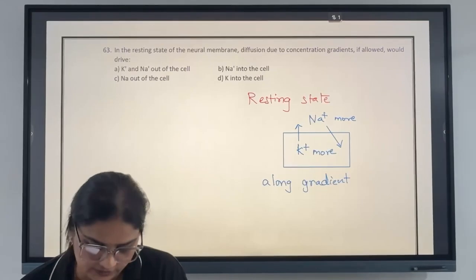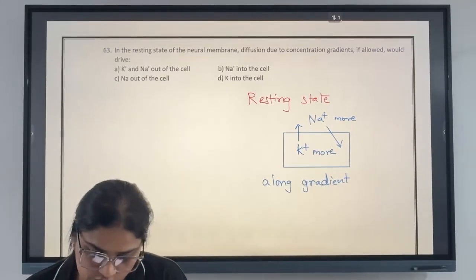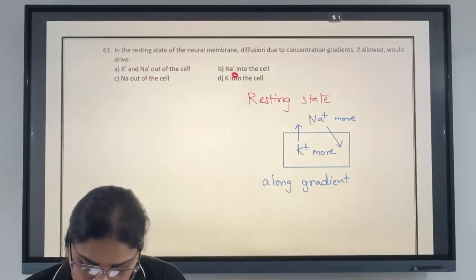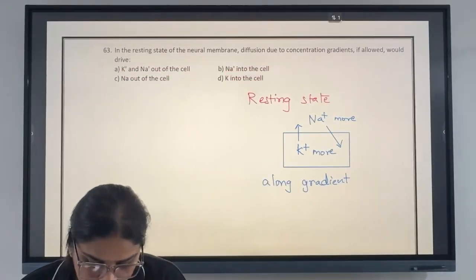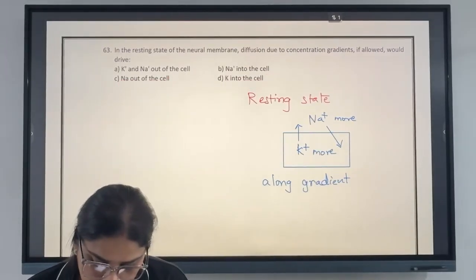So we look at an option which says Na plus goes in and K plus goes out. So let's see what first option has to say. K plus and Na plus out of the cell, wrong. Na plus into the cell, this is correct. Na plus out of the cell, wrong. K plus into the cell, no. So answer is option B.